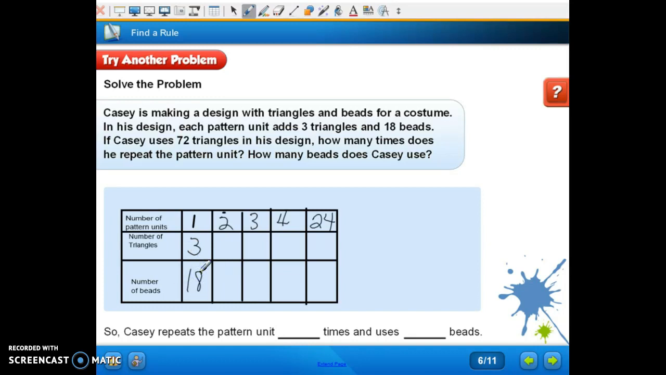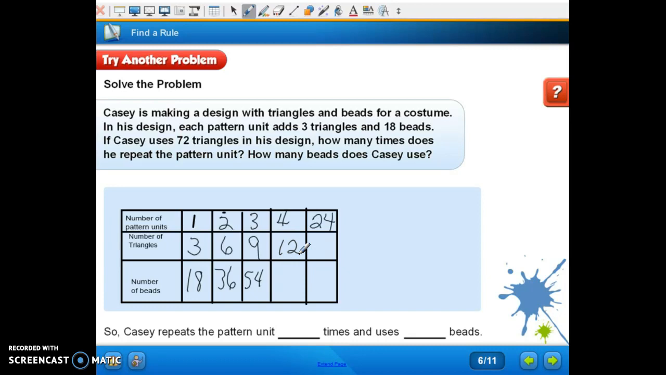18 beads. So 2 triangle number units would include 6 triangles and 36 beads. How many beads? 3 times 6 is 18. No, times 6, sorry. 3 pattern units would include 9 triangles and 54 beads.